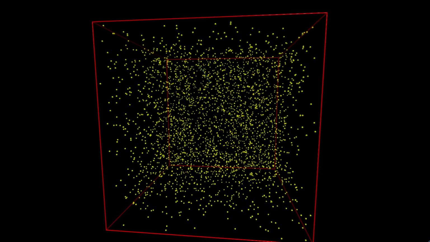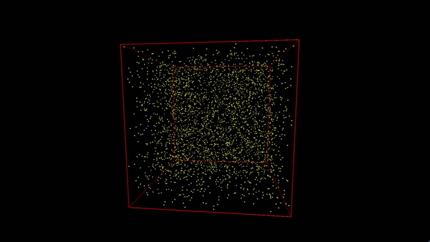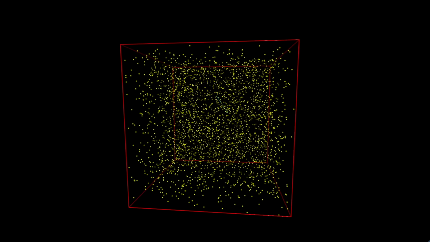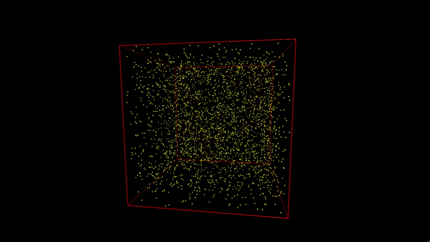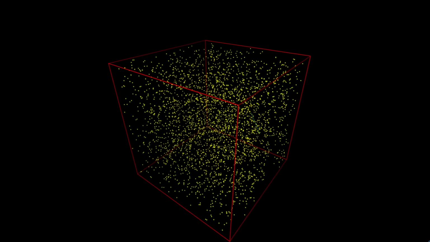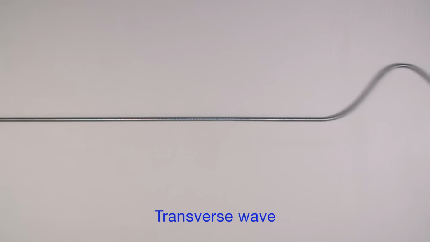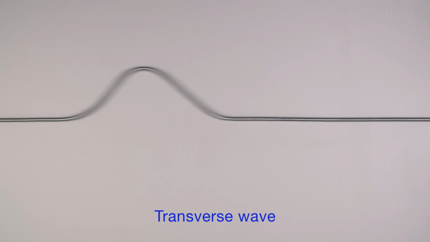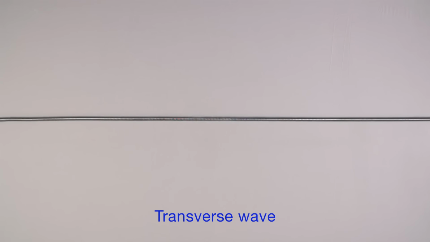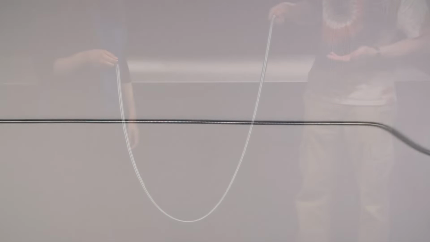Now that we have a reasonably accurate mental picture for what air looks like at the molecular level, it's time to investigate sound in a little more detail. Because sound is a wave phenomenon, I'd like to start by looking at waves on a spring. The simplest type of wave to understand is a transverse wave, which means the disturbance is transverse, or perpendicular, to the direction the wave travels. We saw an example of this type of wave earlier in the video.